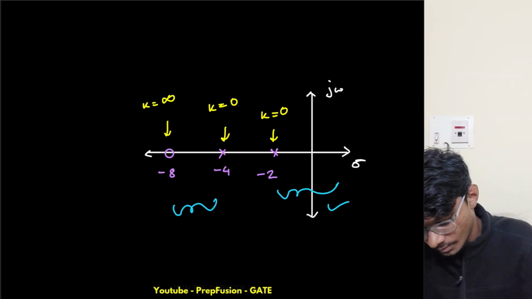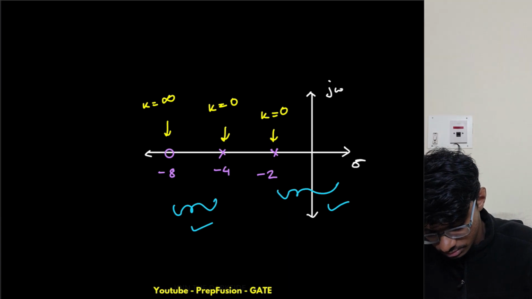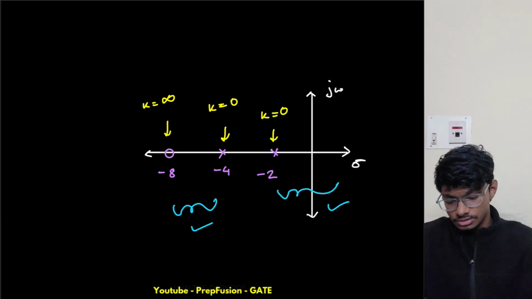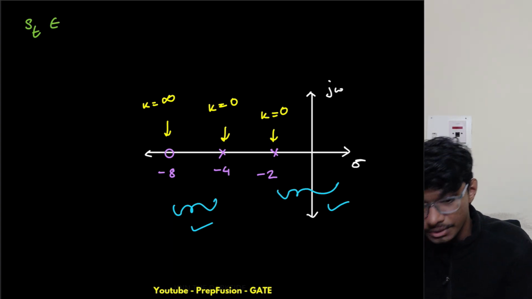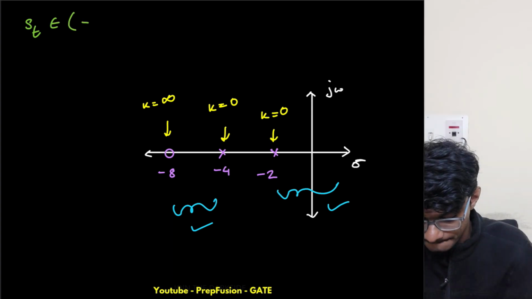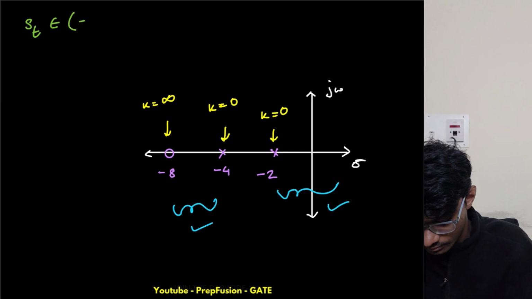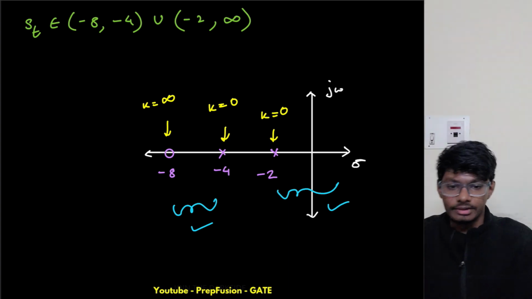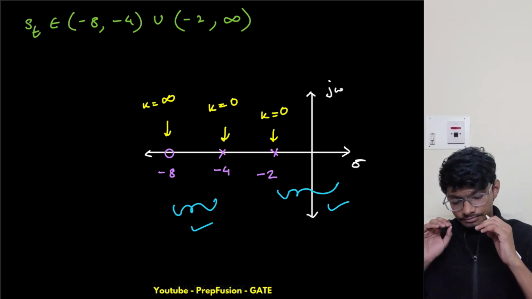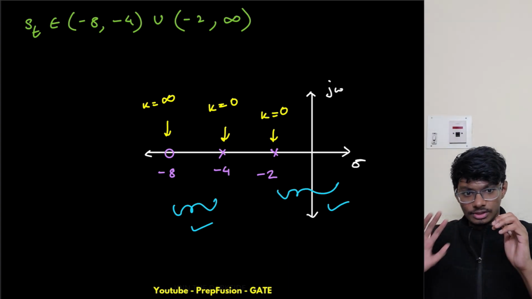So this is correct, this is correct. My test point will belong to -8 to -4, union -2 to positive infinity. So my test point will belong in this region. Okay, I hope you got it.